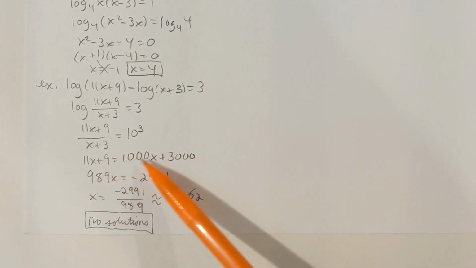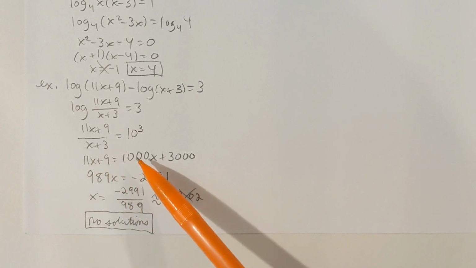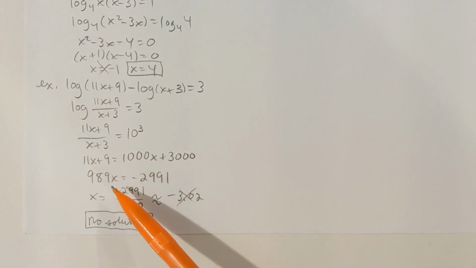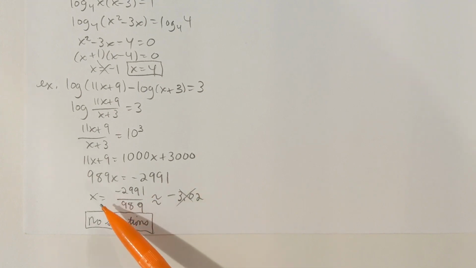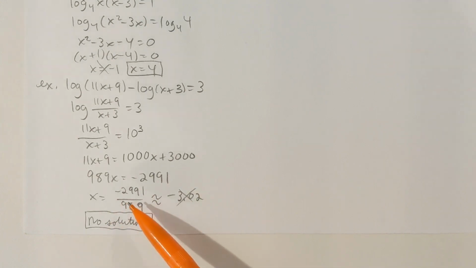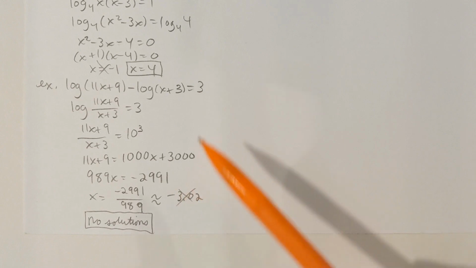10 cubed is 1,000. And if we multiply both sides by x plus 3, and then distribute 1,000, then that's how I'm getting this next line here. If you subtract 11x and then subtract 3,000, and then divide by 989, then we've got x equals negative 2,991 over 989. In decimal form, that would be roughly about negative 3.02, and that's probably how I'd want to look at that number because I want to check that number.